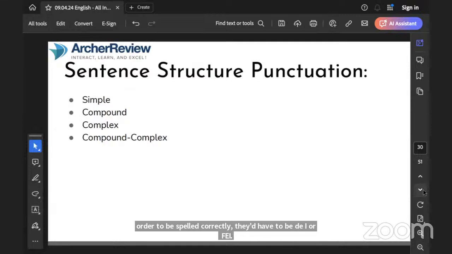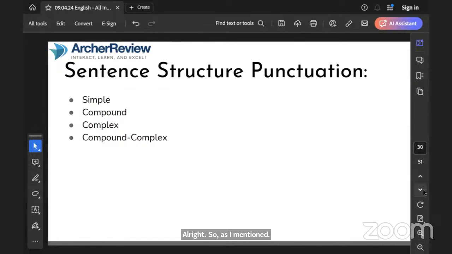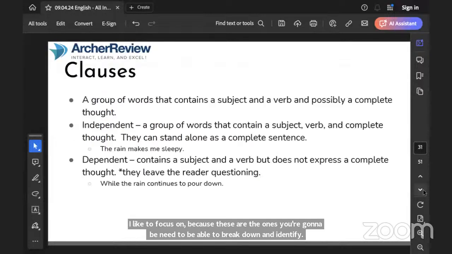All right. So as I mentioned, we gotta keep on powering through so we can get through everything. We got 2 more sections to go. So simple, compound, complex, and compound complex sentences. These are the 4 types of sentence structures I like to focus on because these are the ones you're going to need to be able to break down and identify when it comes to answering these questions.